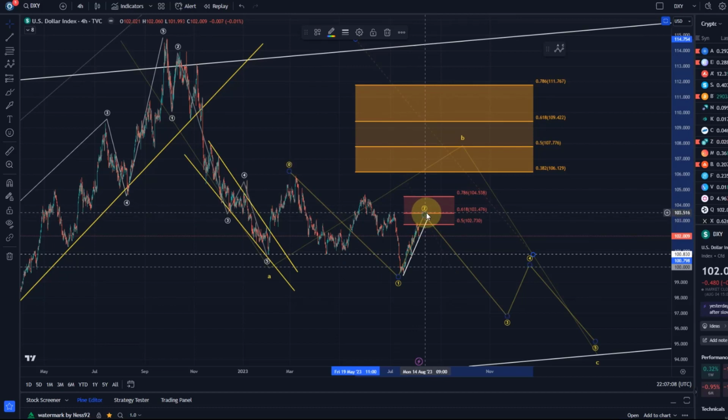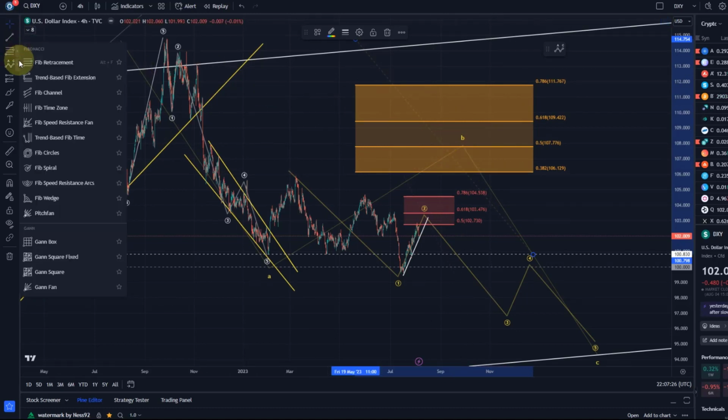Above the 104.54 level, we have to assume we are in a higher B wave. Targeting, first of all, 106.13, 107.78, 109.42, and then 111. But we need to be watching, do we see reactions to each of these resistance levels?